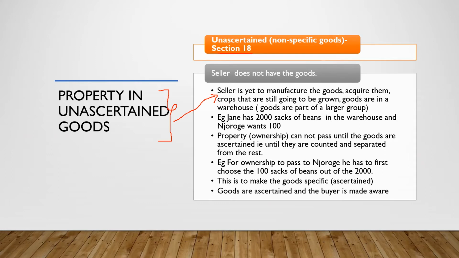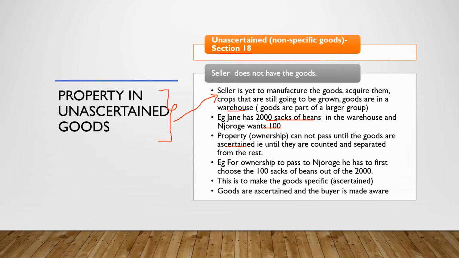The other example would be that these goods are still in the warehouse, meaning that the goods could be part of a larger group. To put this into context, using an example, if Jen has 2,000 sacks of beans in the warehouse and Njoroge wants 100 sacks of beans, remember that property cannot pass until these goods are ascertained.